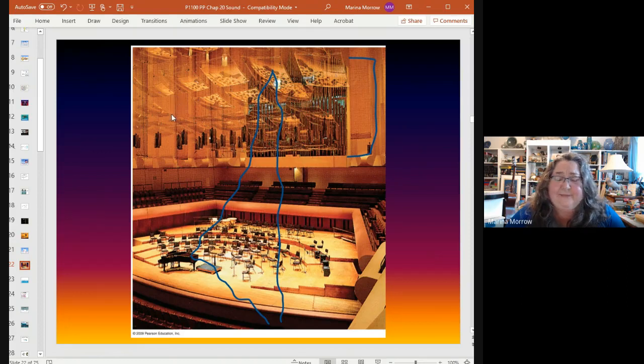When I was a kid, they put these in an orchestra hall near our town, and they made them look like clouds. Okay, so that was cute. White clouds.